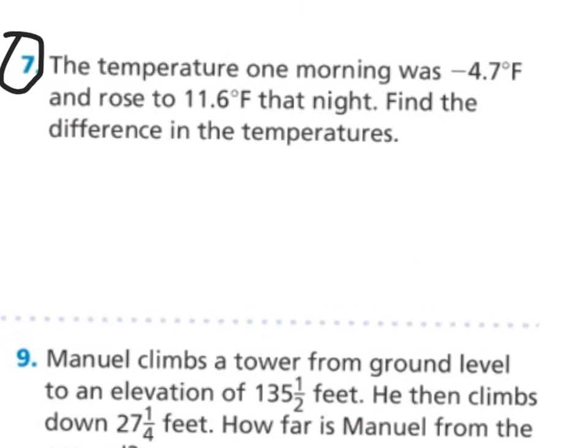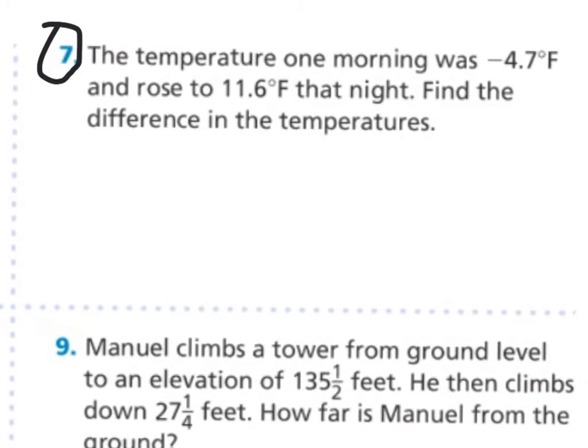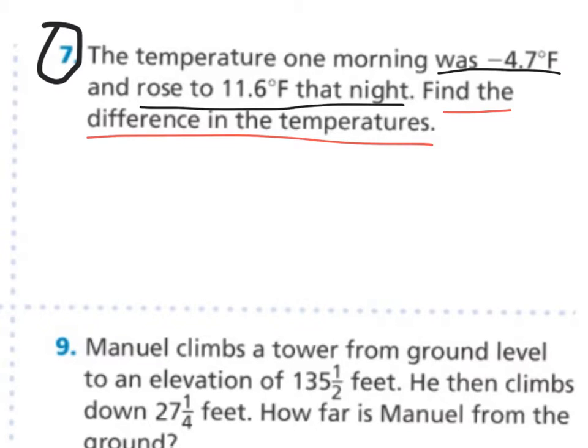Number 7, the temperature one morning was negative 4.7 degrees Fahrenheit. And rose to 11.6 degrees Fahrenheit that night. Find the difference in the temperatures. Pretty cold. So finding the difference means we're going to subtract. Remember we've talked about finding differences. We're going to take the high temperature minus the low. So 11.6 minus negative 4.7.